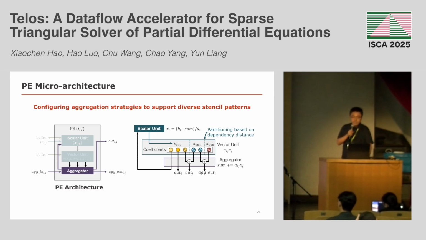The next component is an aggregator that combines the partial sums and forwards the results to the corresponding ports. The aggregator supports a primitive that defines the vector length, the input ports to be combined, and the destination port. This functionality is essential for supporting diverse patterns.